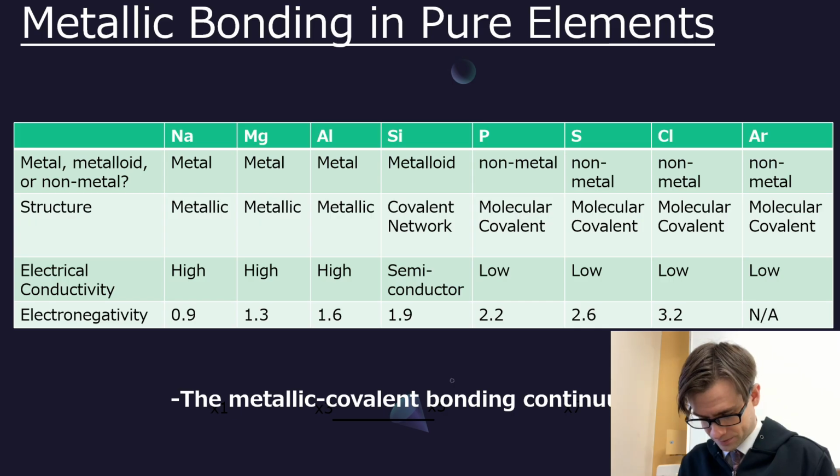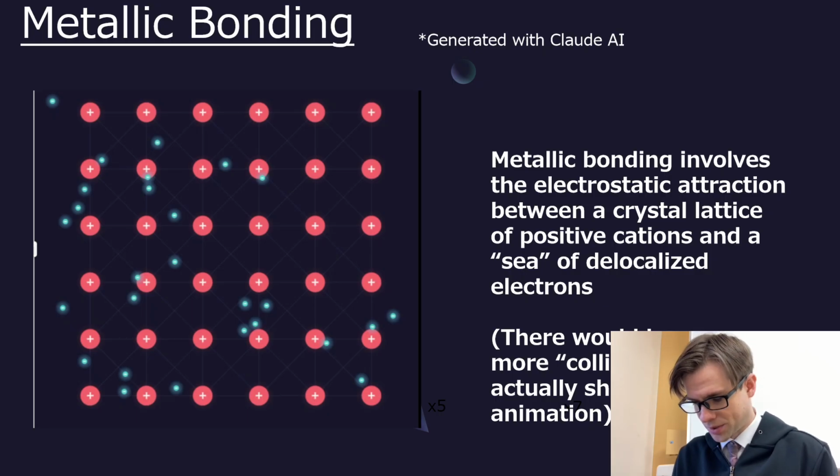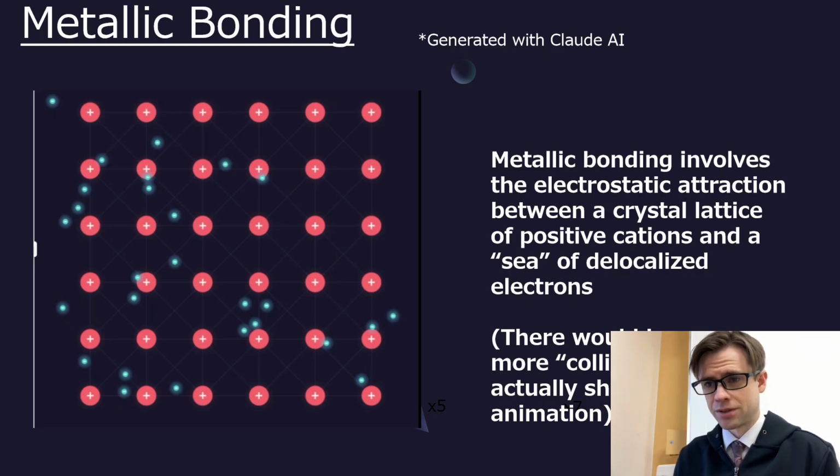Okay, moving on. So metallic bonding, what does it look like? It involves the electrostatic attraction between a crystal lattice of positive cations and a sea of delocalized electrons. Really important to memorize this definition or be able to say it in your own words because it's very often a test question. So in ionic bonding, we had a lattice of cations and anions held together by electrostatic forces.